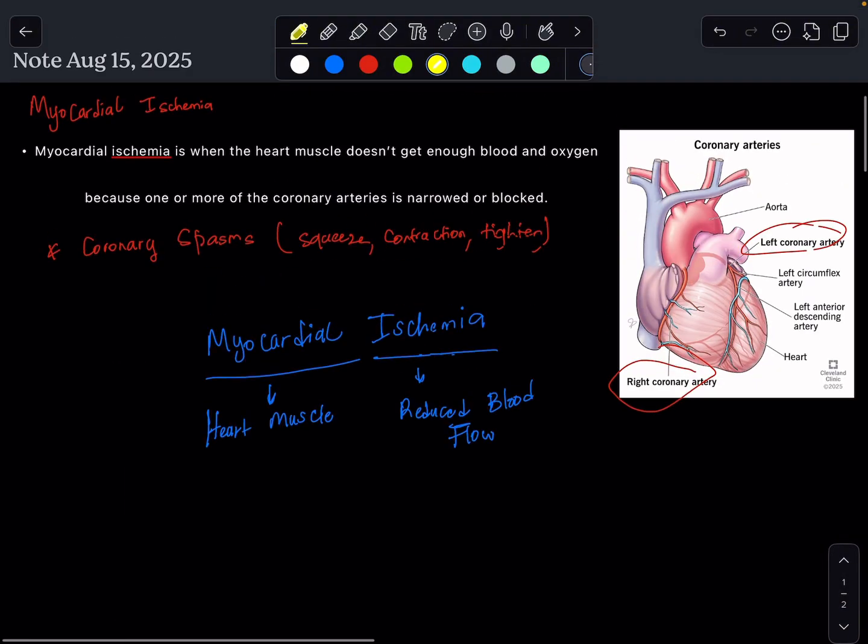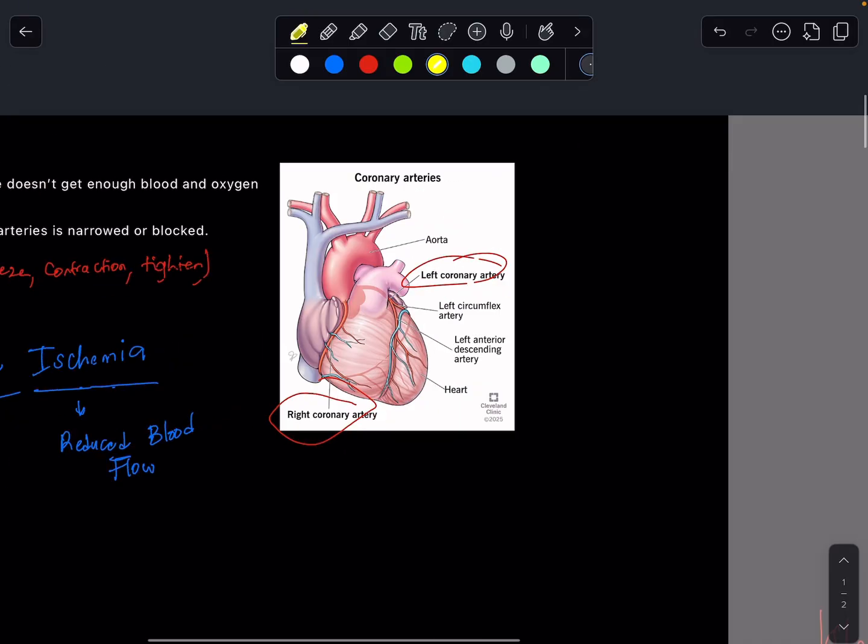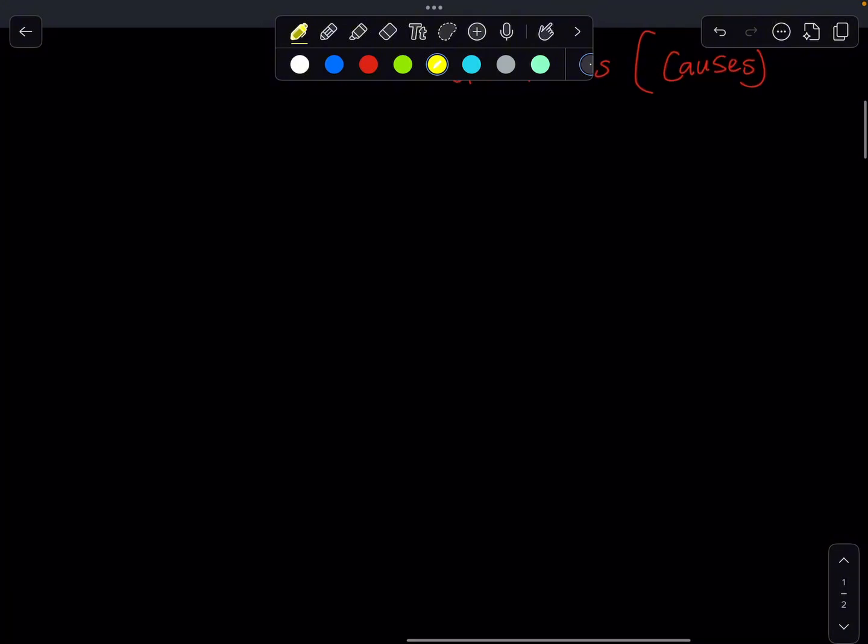So we understand that myocardial ischemia is when, as we said, myocardial... just look at the word itself and define it. Myocardial ischemia is when the heart muscle gets reduced blood flow. Why does it get reduced blood flow? Because the coronary artery is blocked, narrowed, or there is vasospasm. Pretty simple, right? So now we're going to look at the risk factors.